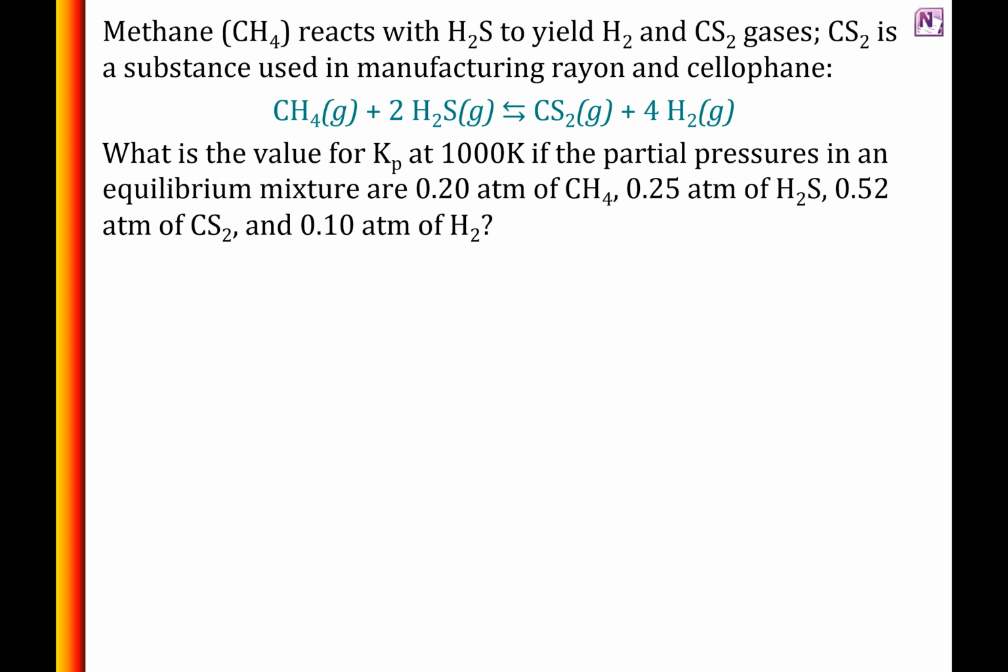Okay, so here's one for you to try. It says methane reacts with H2S to yield H2 and CS2 gases. CS2 is a substance used in manufacturing rayon and cellophane. And it gives us the equilibrium reaction. It wants to know what is the value of Kp at 1000 Kelvin if the partial pressures in an equilibrium mixture are 0.2 atm for methane, 0.25 atm for H2S, 0.52 atm for CS2, and 0.1 atm for H2. Give this one a try and see what you come up with.